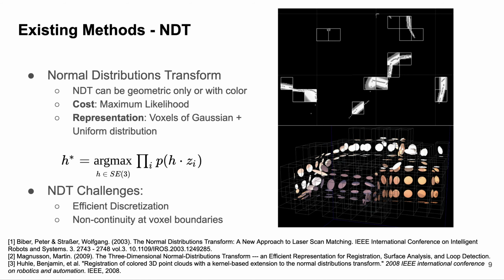Normal distribution transform is another class of point cloud registration methods that works very well in practice. It represents the point clouds as voxels of Gaussian distributions, and the cost function is basically the maximum likelihood, fitting the observations of the second point cloud into the distribution of the first point cloud. However, efficient and accurate discretization is challenging.